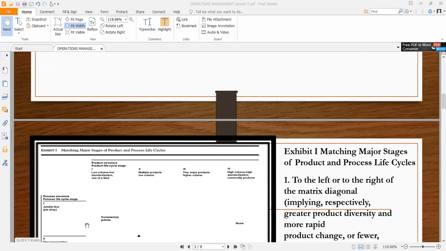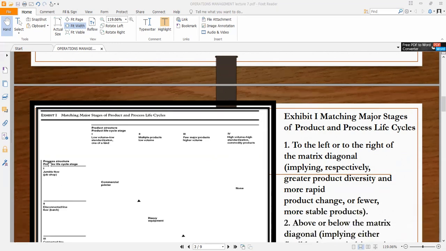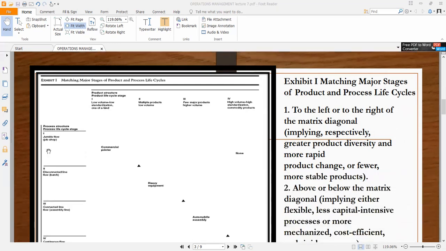Now, let's look at the product structure. When you come down here, you will see the process structure. Here we're talking about the process life cycle stages. As you can see above, there's one, two, three, and four. All these are the process stages.